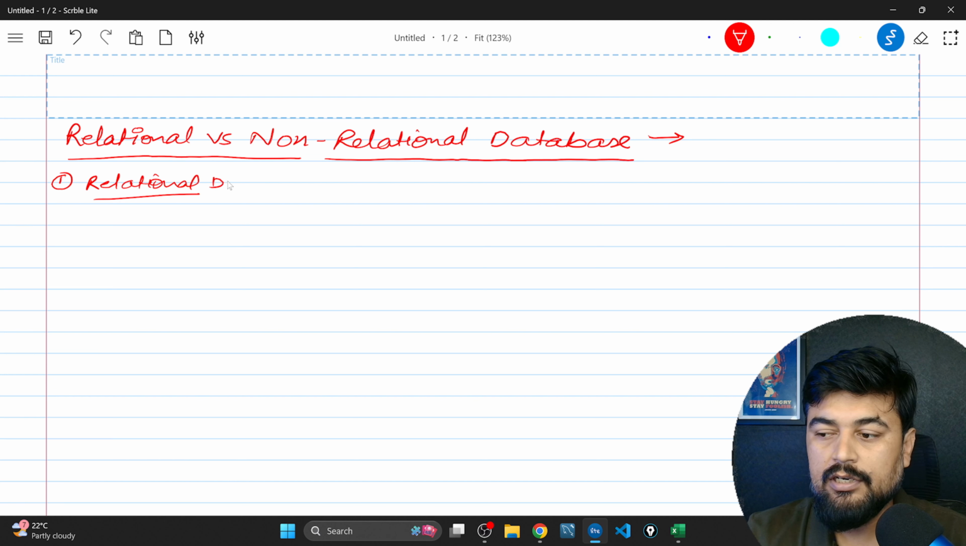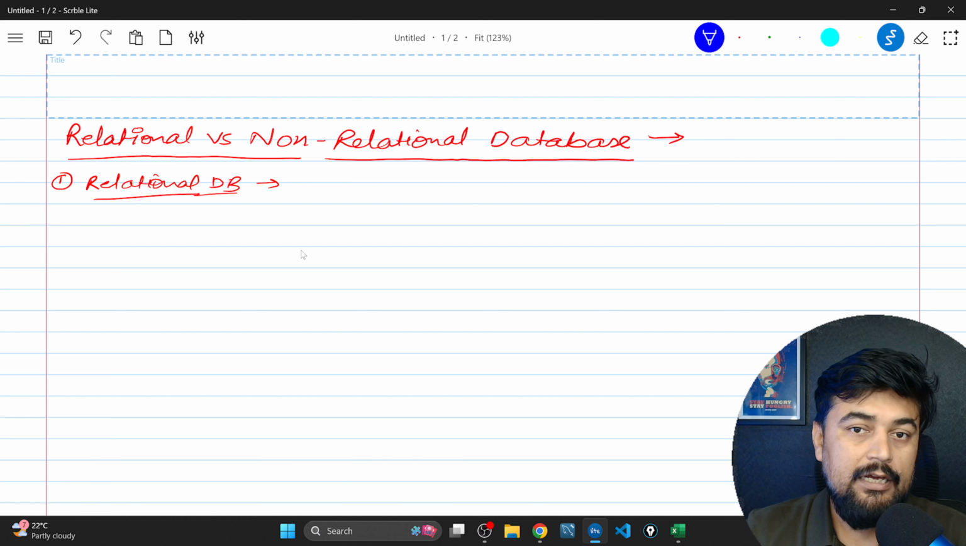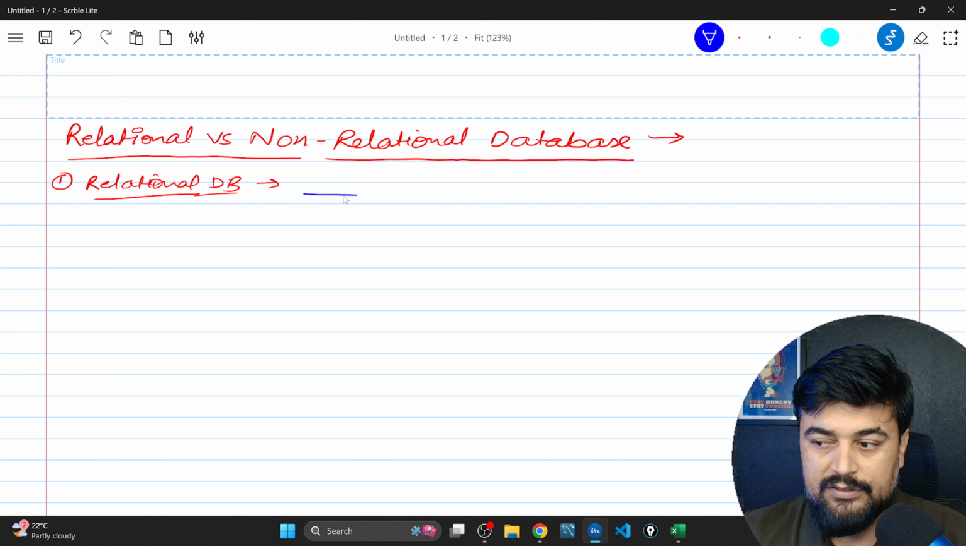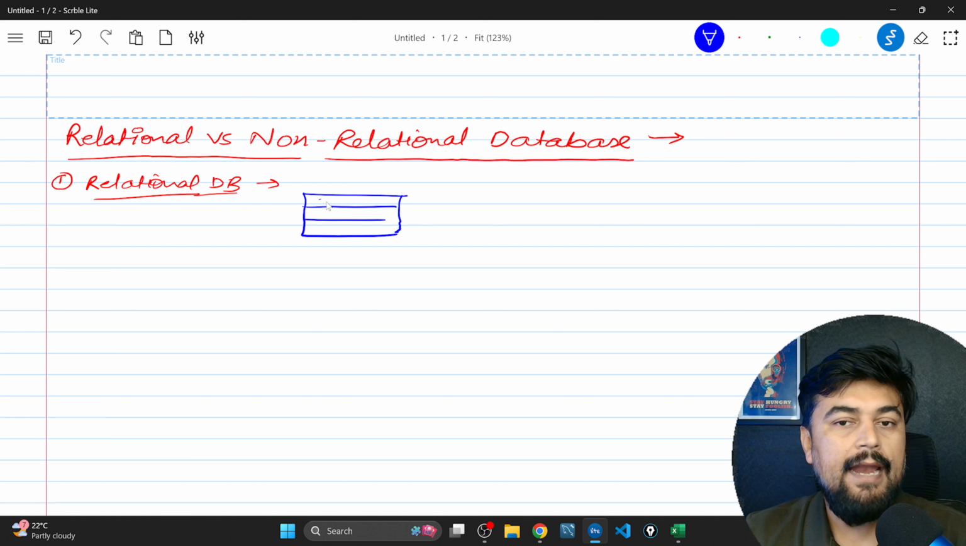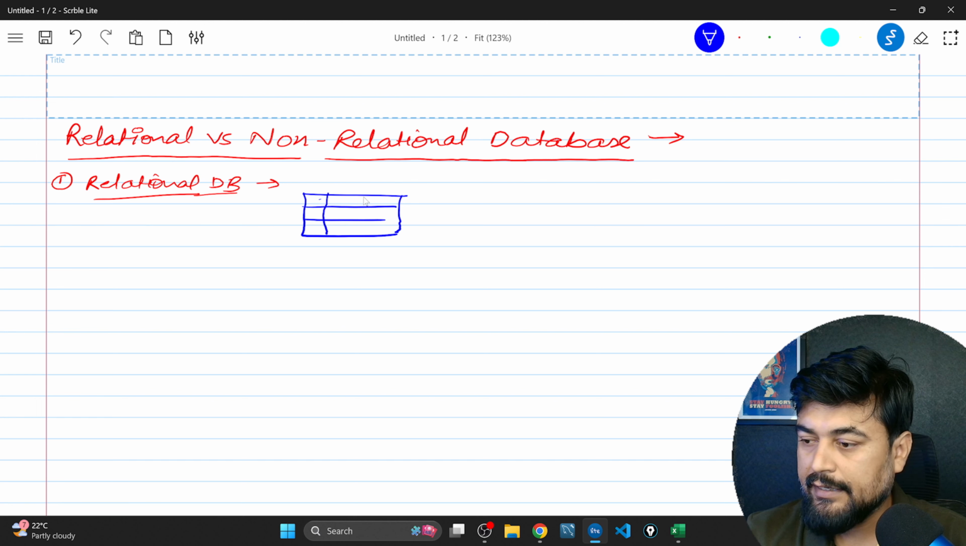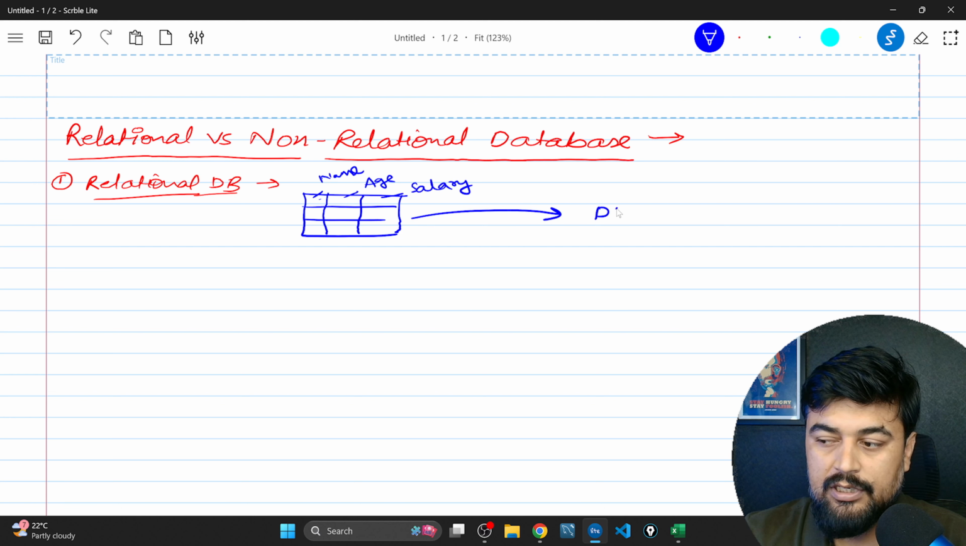So in a relational database, how things work, basically this is a structured database where you have the data in a defined structure format, which is a table. As you usually see tables, a table has column names and observations. So let's say I create one table. There are some columns. The column names are name, age, salary. So now this table is stored in a relational database.